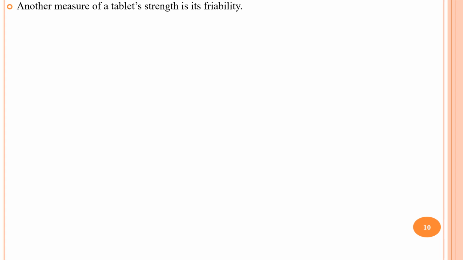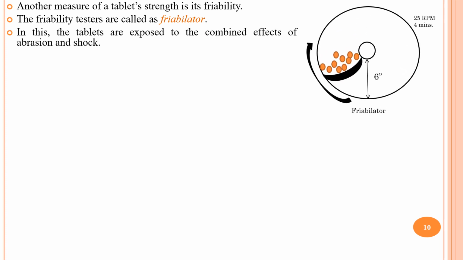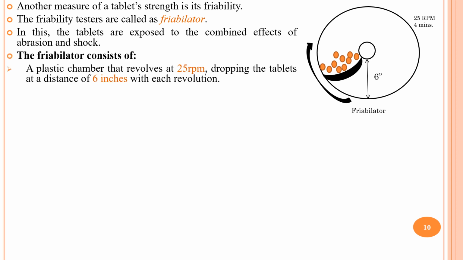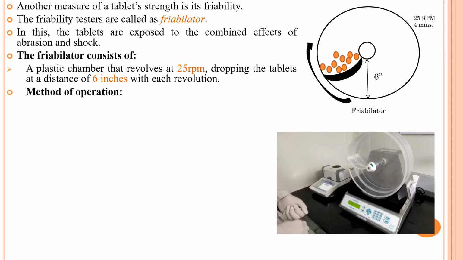Another measure of a tablet's strength is its friability. The friability testers are called friabilators. In this, the tablets are exposed to a combined effect of abrasion and shock. The friabilator consists of a plastic chamber that revolves at 25 rpm, dropping the tablet at a distance of 6 inches with each revolution.